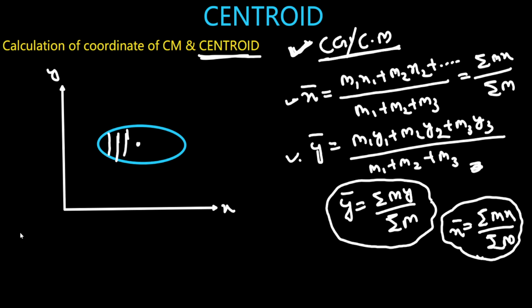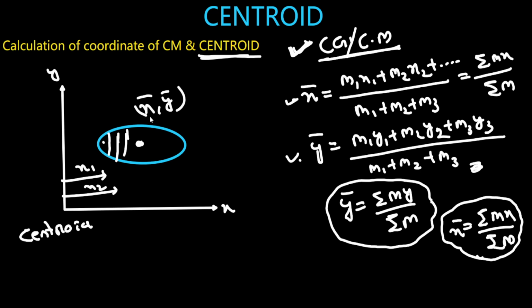2D plane centroid location. a1 into x1 plus a2 into x2 is equal to a3 into x3 likewise, is equal to total area concentrated at this point. Suppose this is the point, this is the centroid having location, suppose, x bar, y bar.